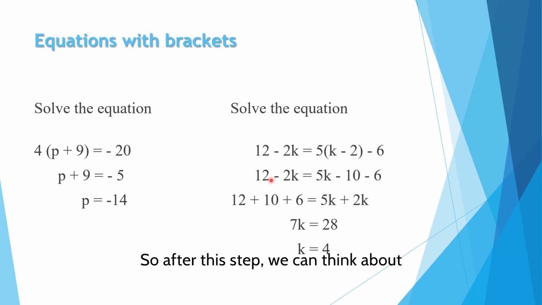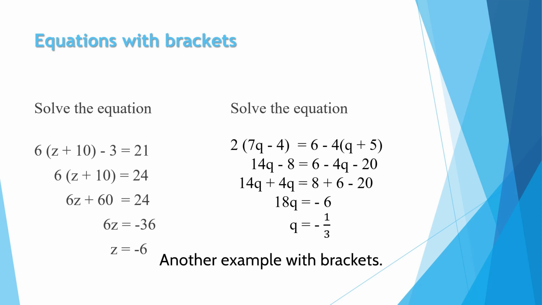So after this step, we can think about how to group the items with k together. First we would transpose minus 2k to the right-hand side. It would give 7k altogether. And all the numbers we can group together. It would give 12 plus 10 plus 6. So finally we will have 7k equals 28. And then, when k is the subject, we transpose 7 to the right-hand side by dividing by 7. It would give 4.